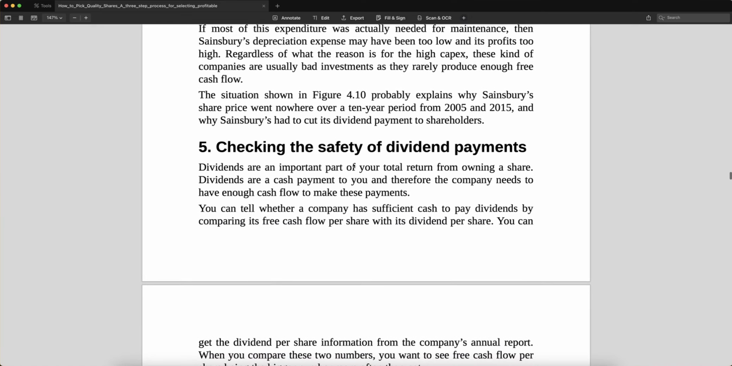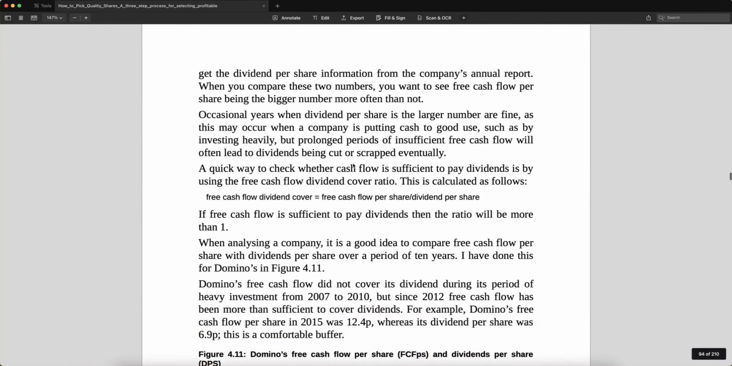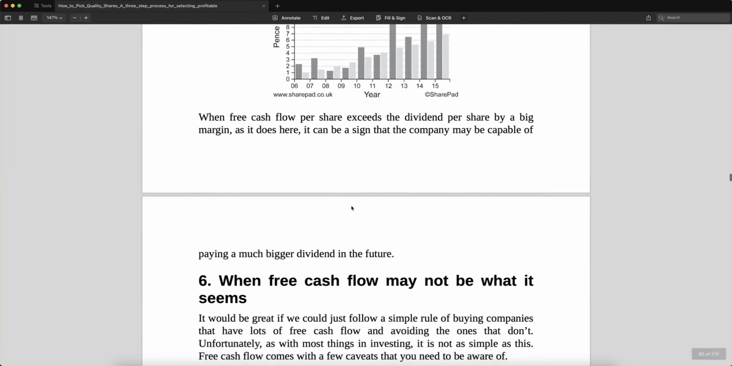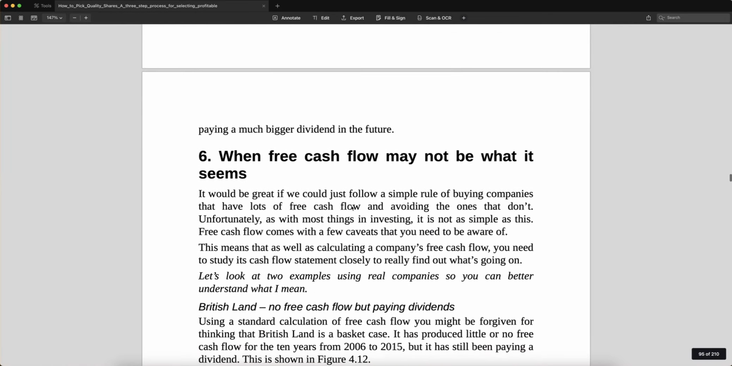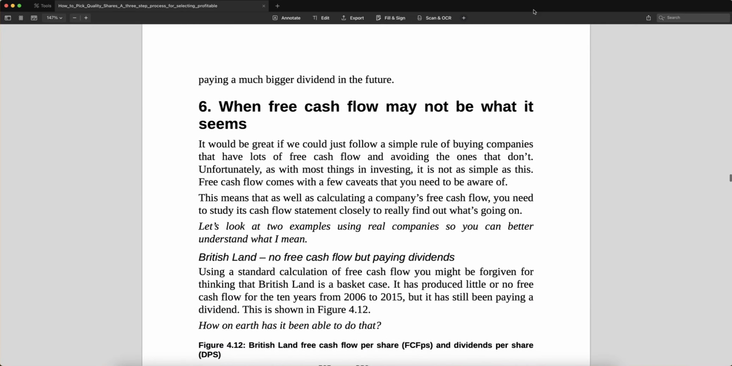Now, if I don't have a free cash flow per share, which is negative or a very small number, how can I give dividend per share? If I'm giving dividend per share, which is DPS, and this number is low and this number is high, that means I'm taking debt or I'm doing some mischief to give dividends to the shareholders and make them very happy. So free cash flow may not be what it seems.